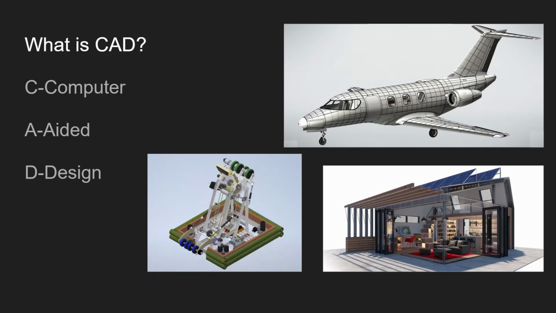So, you might be asking yourself, what is CAD? Well, CAD stands for Computer-Aided Design, and it does exactly that. CAD softwares are programs that help you see designs on computers, which is basically allowing you to see objects in a three-dimensional space, and CAD is used to help design things like airplanes, homes, and you guessed it, robots.